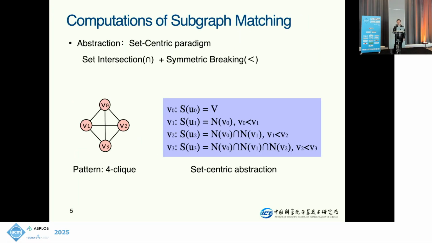Subgraph matching systems usually adopt the set-centric paradigm. It contains two types of set operations, set intersection and symmetry breaking, to describe the connection relationships. For example, vertex V2 in the pattern is the common neighbor of vertices V0 and V1, which is expressed as the intersection of V0's neighbors and V1's neighbors.